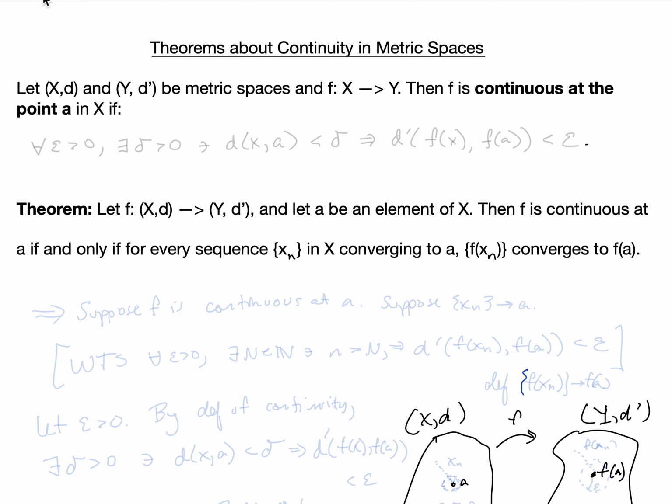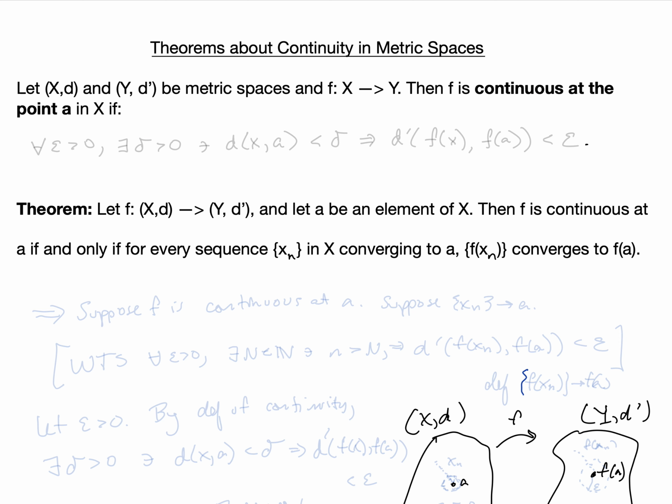This video is on theorems about continuity in metric spaces. Here we're going to relate continuity both to sequences and convergent sequences, as well as to open and closed sets in metric spaces. So first, let's just recall the definition of continuity for a metric space.